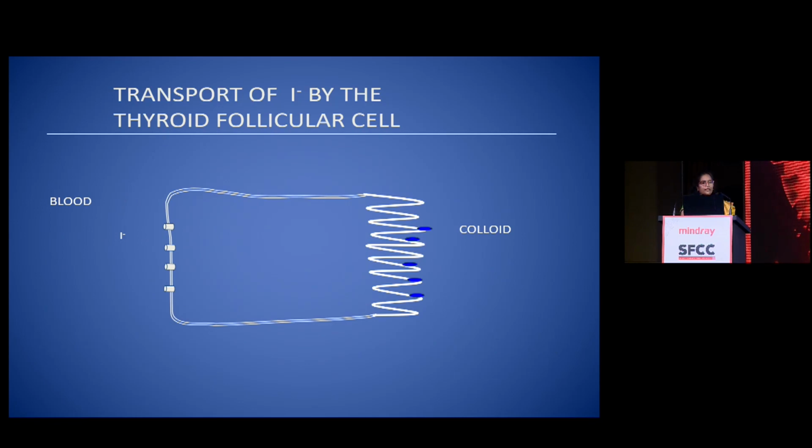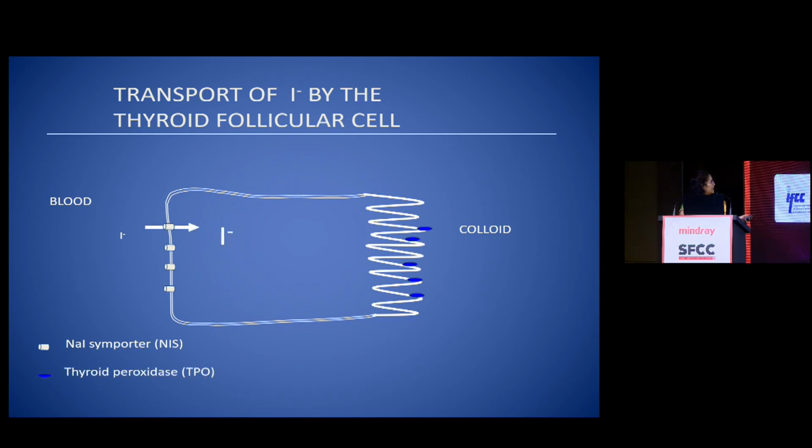So this is the thyroid follicular cell with the sodium iodide importer here. These are the sodium iodide importers. Thyroid peroxidase. So the iodide is transported through the sodium iodide importer and organification occurs and the thyroglobulin is iodinated. The tyrosine residues of the thyroglobulin are iodinated and this is the thyroid peroxidase which is responsible for the organification of iodide.